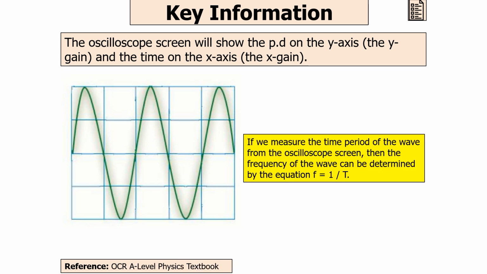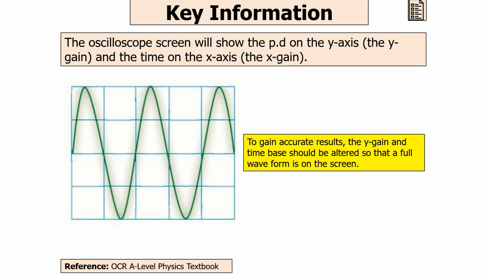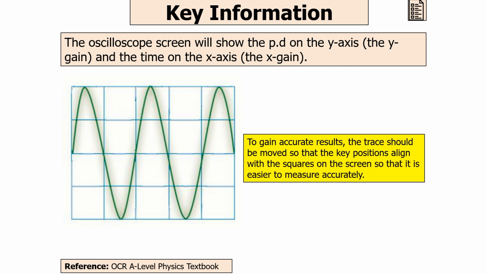So if we measure the time period of the wave from the oscilloscope screen, then the frequency of the wave can be determined by the equation f equals 1 over T. Now, to gain accurate results, the Y gain and time base should be altered so that a full waveform is on the screen. And to gain accurate results, the trace should be moved so that the key positions align with the squares on the screen, so that it's easier to measure accurately.